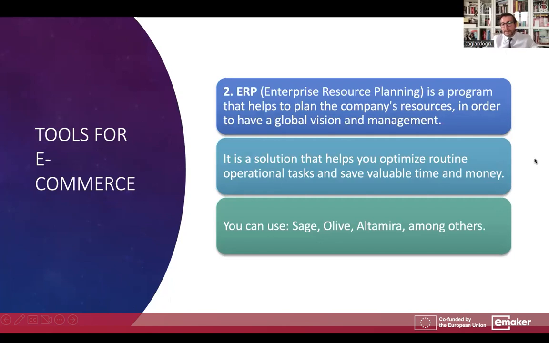Also, enterprise resource planning is another thing for the effective use of companies' resources. So it helps us save valuable time and money. For example, in order to use ERP, Sage, Olive, and Altamira are the best options for creating an enterprise in the beginning.